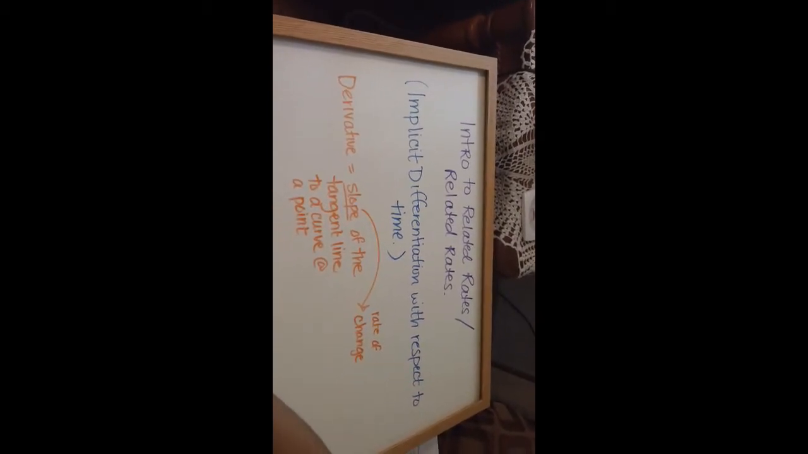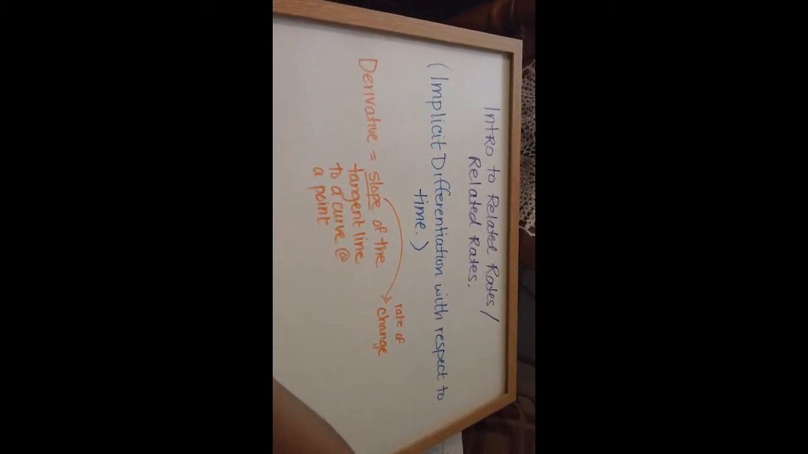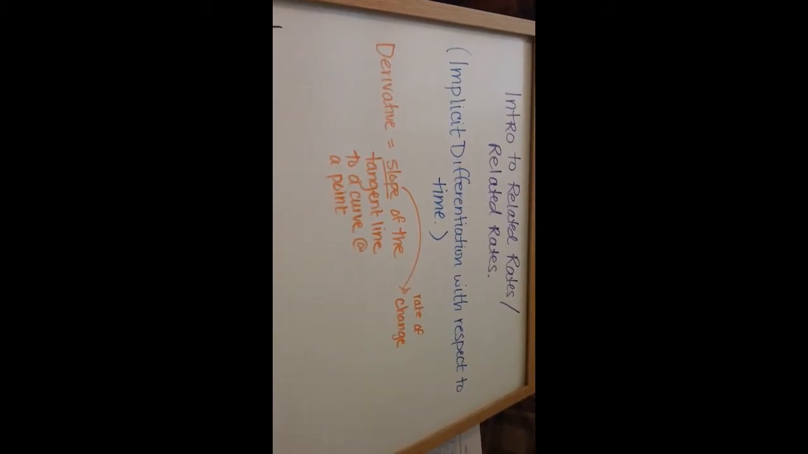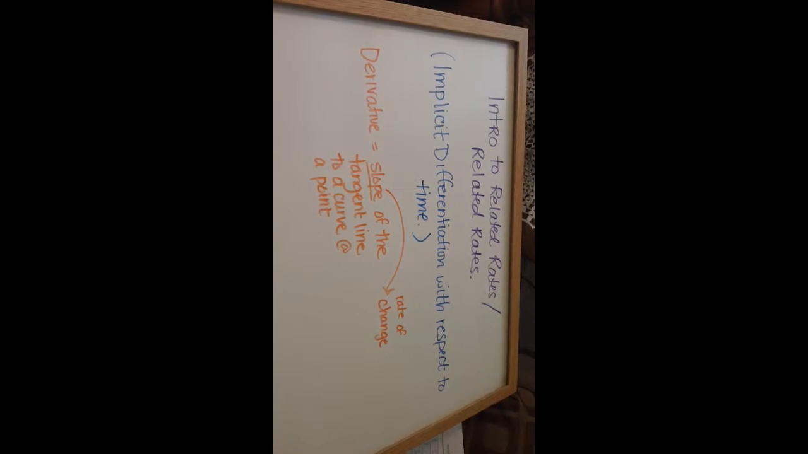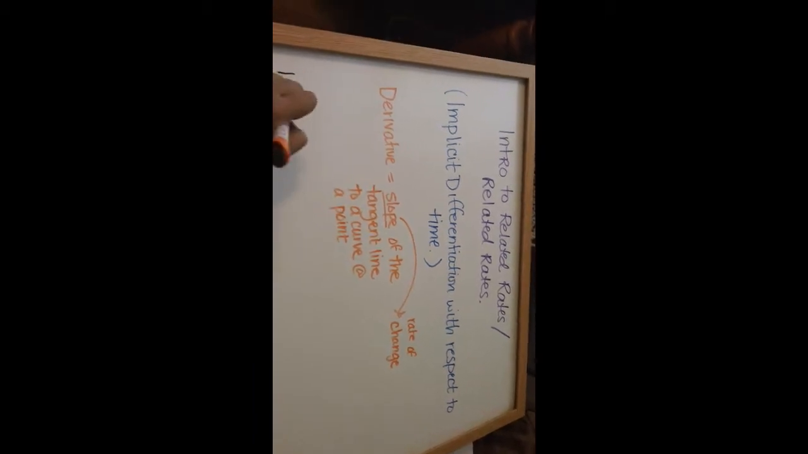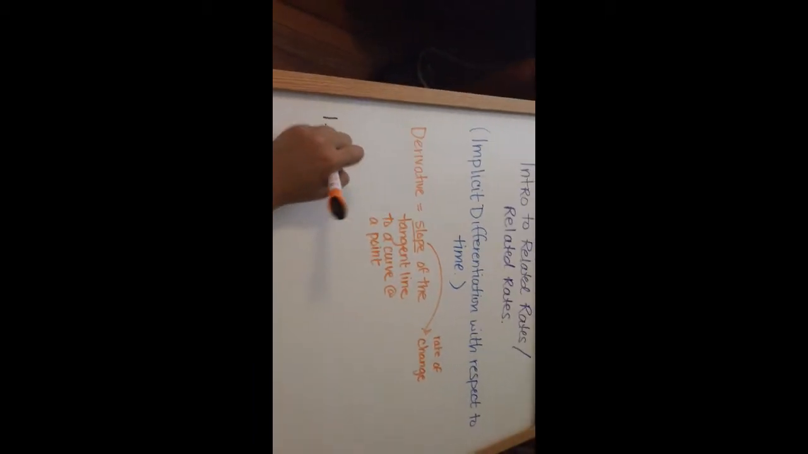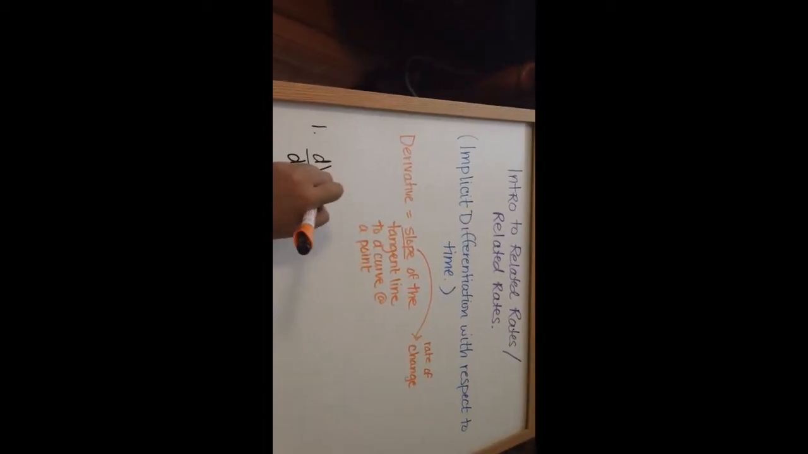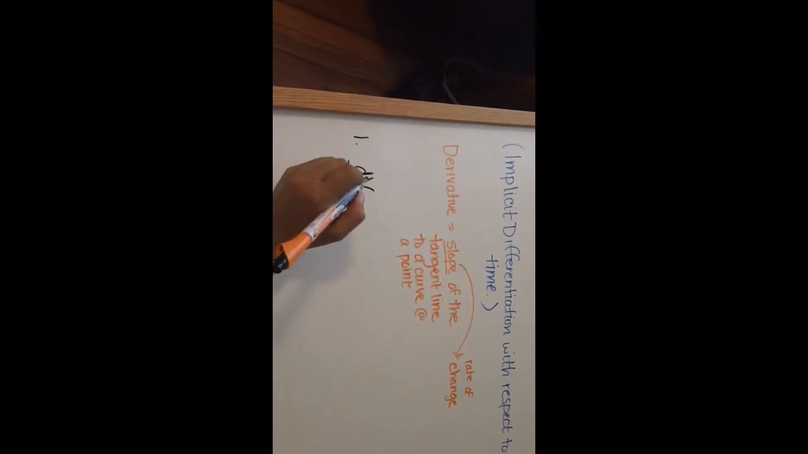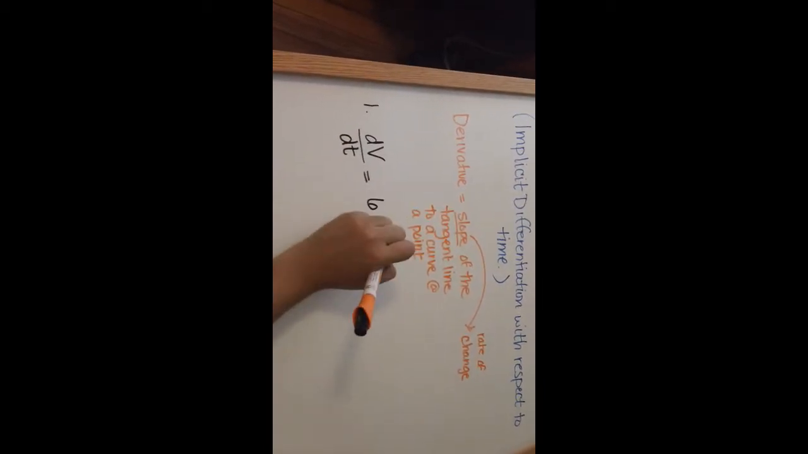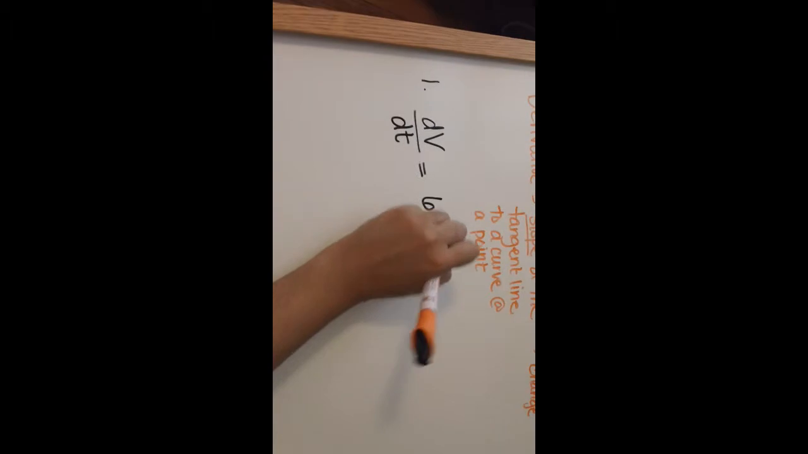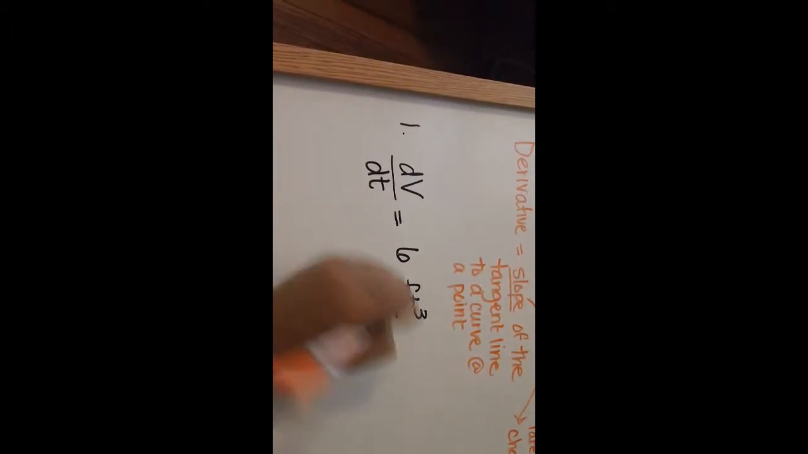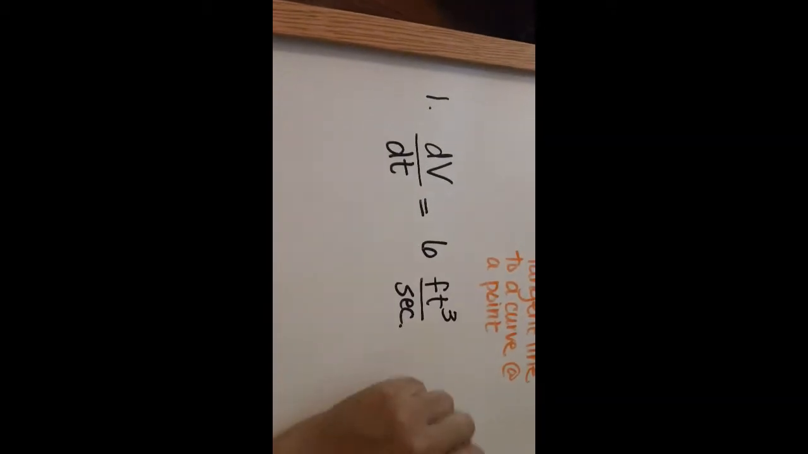Questions 1 through 4 tell you to translate the following into calculus notation. Well, the first one is telling you the volume of a cylinder is increasing at a rate of 6 cubic feet per second. So really what it's asking you is find the rate of change of the volume with respect to time, and that's going to be, since it's increasing, positive 6 feet cubed per second. And that's it for number 1.